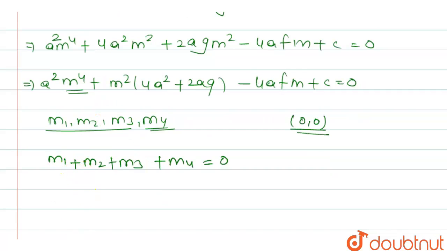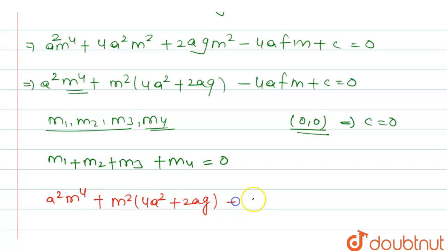So by simplifying this, if the circle is passing through (0, 0), then if we substitute m equals 0, we get this one is 0, this one is 0, and this one is also 0. So this implies c equals 0. Then with c equals 0, our equation will be a square plus a square into m raised to the power 4 plus m square into 4a square plus 2ag minus 4afm equals 0.